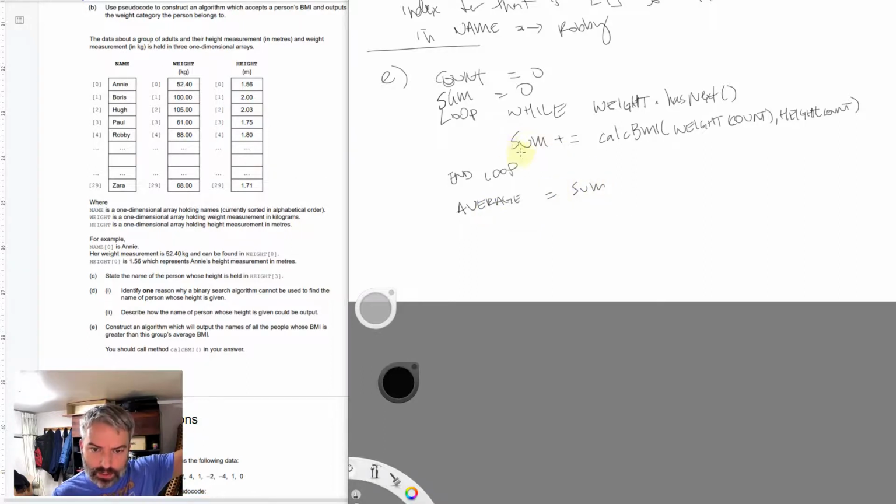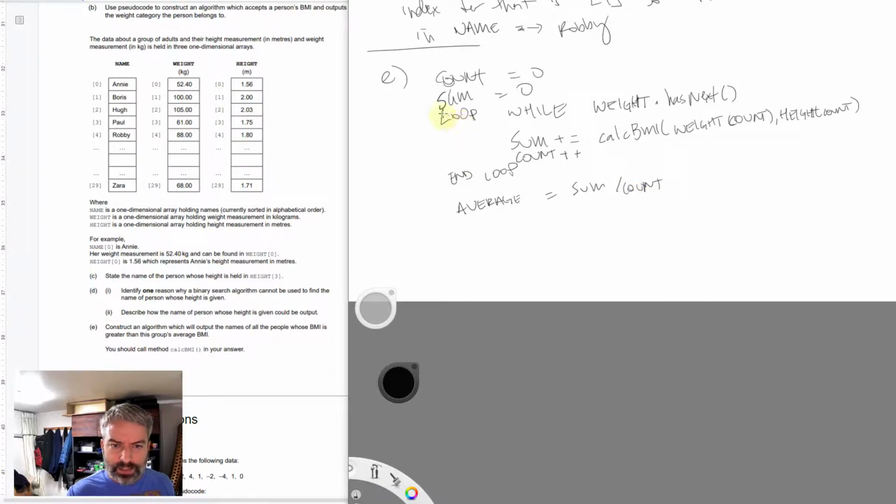Oh, and also in here, we need to do count plus plus to increment count as we go through. There's probably a few different ways we could do that. We could also just, instead of using count here, yeah, no, we need to use count. That's fine. So we'll leave count like that, and the average is equal to sum divided by count.